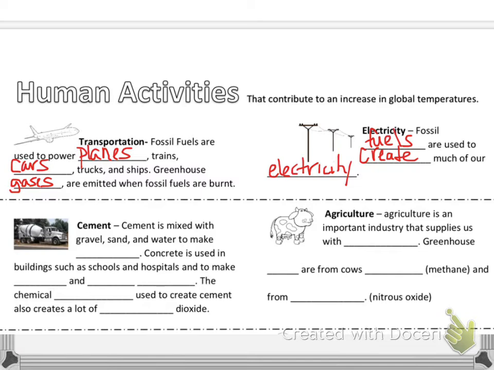Unless you're using solar panels or wind turbines for your electricity, then you're probably using fossil fuels. Here's one you don't think of very often: cement. Cement is mixed with gravel, sand, and water to make concrete. Concrete is used in buildings such as schools and hospitals, and to make roads and sidewalks. And the chemical reaction used to create cement also creates a lot of carbon dioxide. You probably never even thought about that.